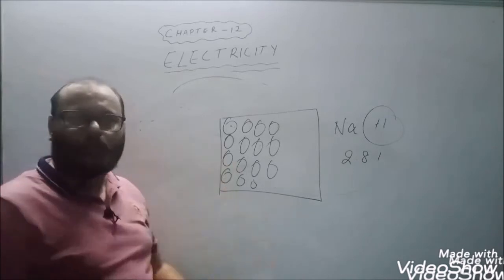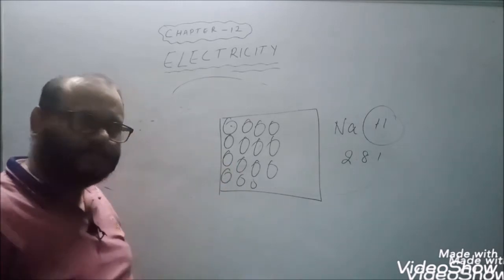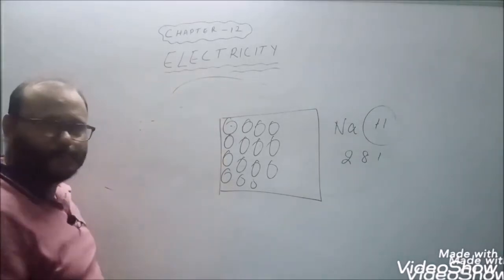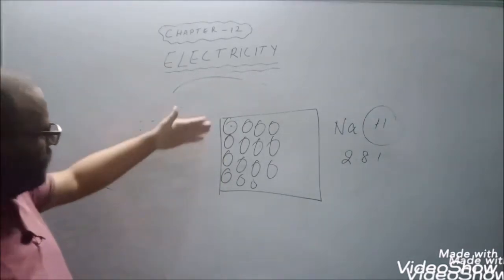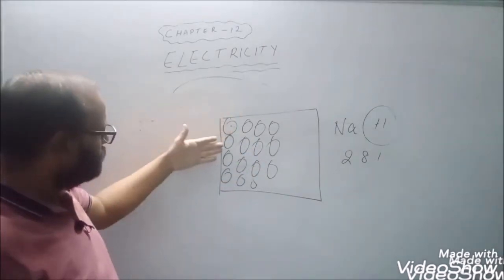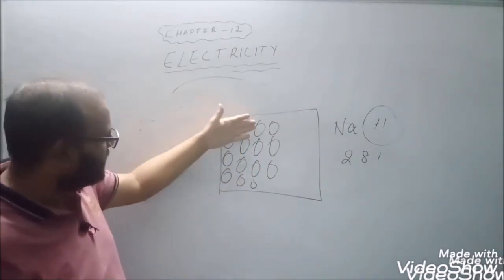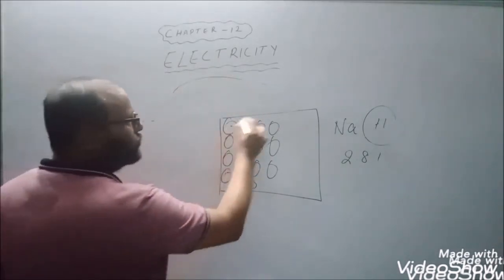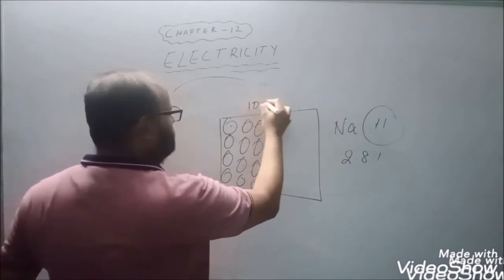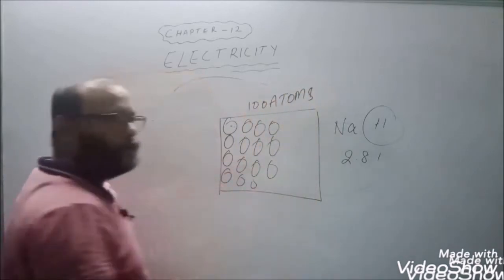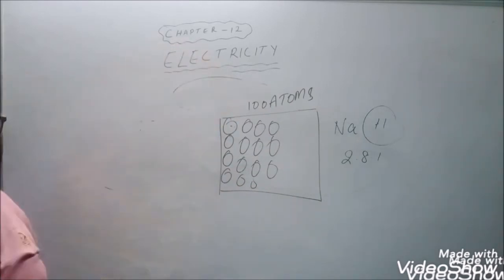Now, metals we know are very good conductors of electricity. That will come a little bit later. Now, just imagine these atoms. 1, 2, 3, 4, and so on up to 15. I've just taken 15. Suppose in this metal there are 100 atoms. I have just assumed 100 atoms are there.